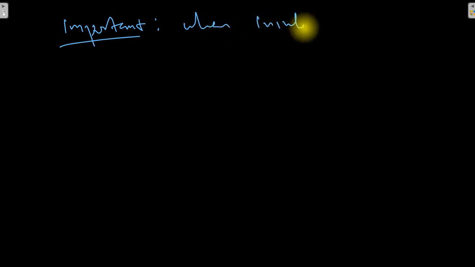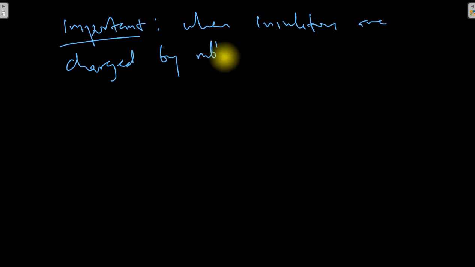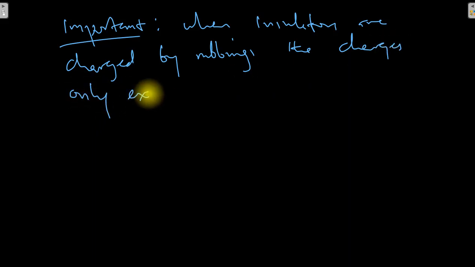Before we proceed to another method of charging, it is important to note here that when insulators are charged by rubbing, the charges only exist at the surface, because these materials basically are insulators. They cannot transmit charge inside.